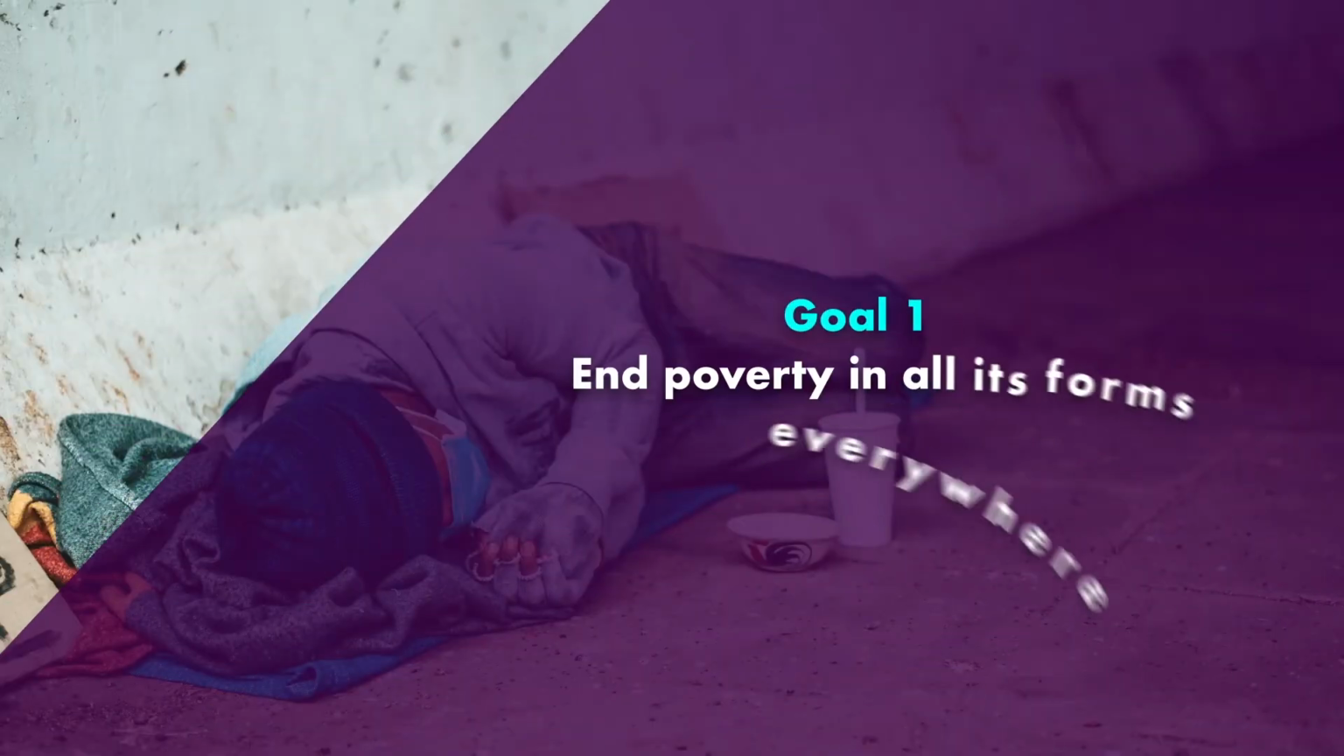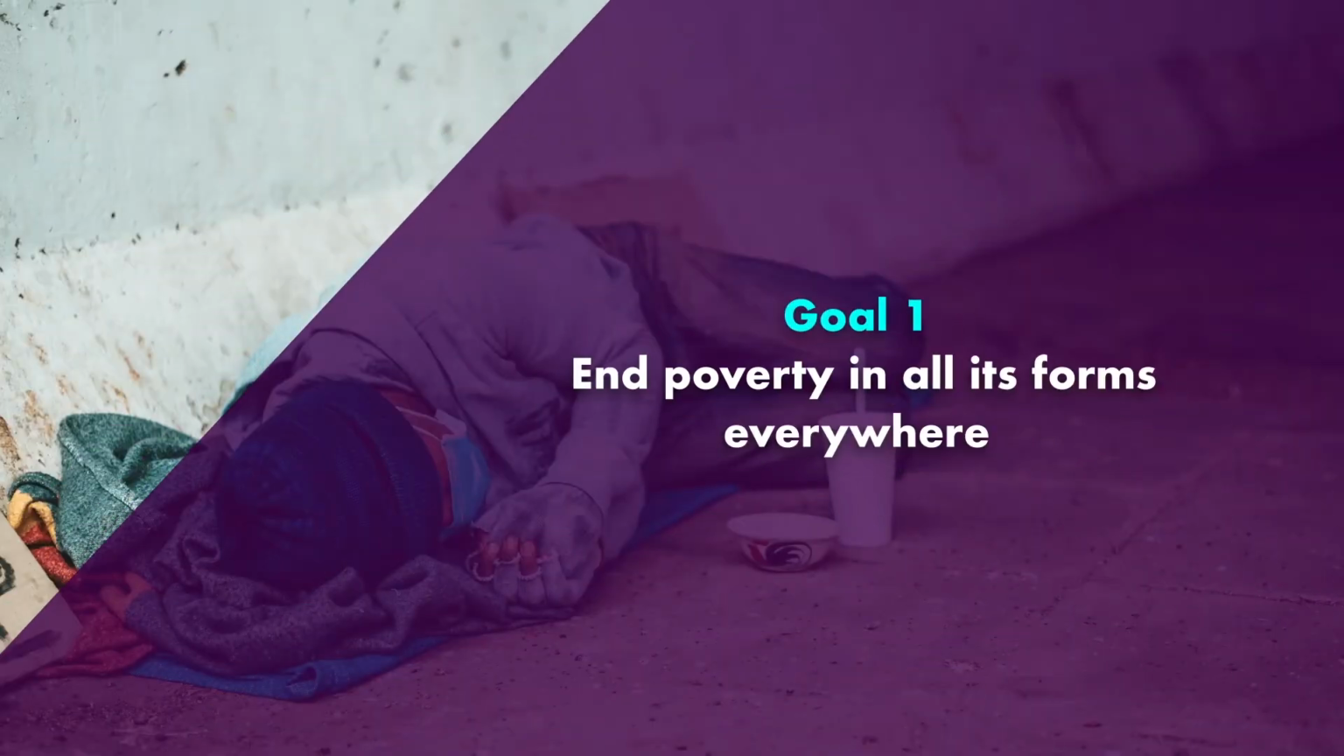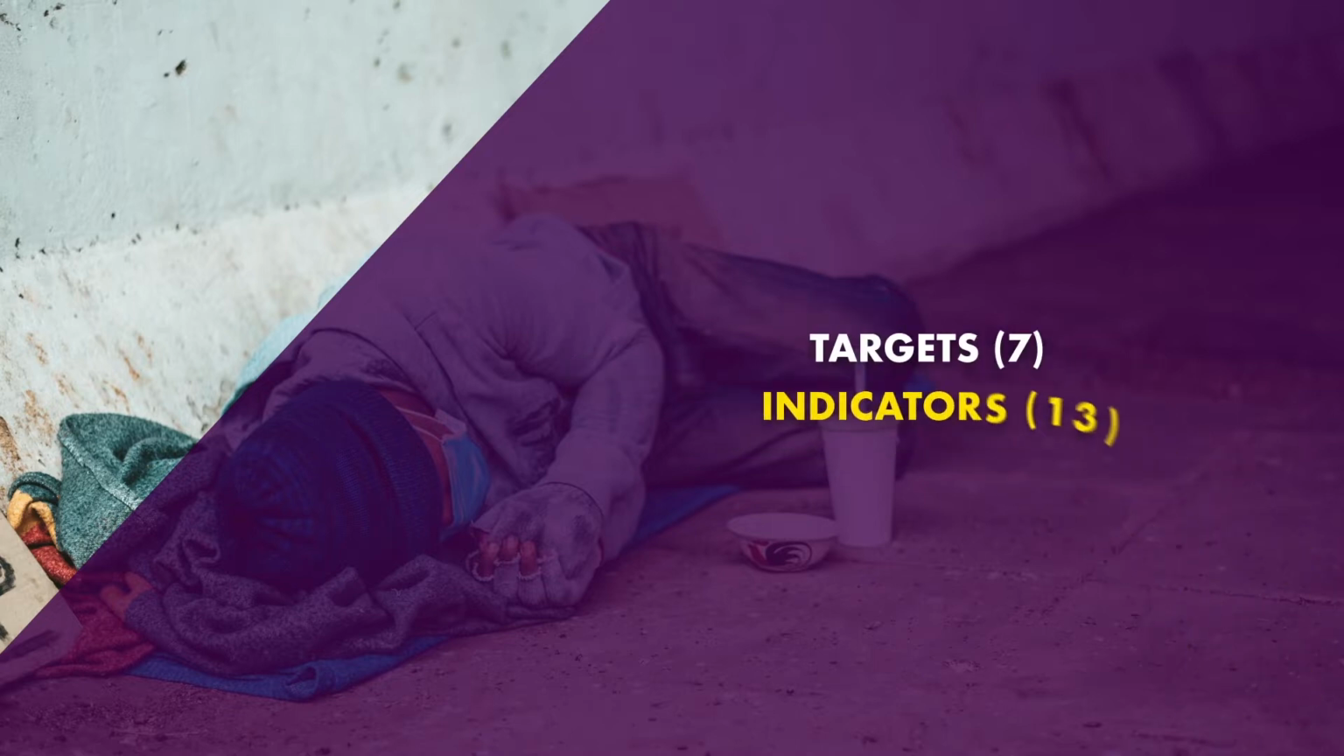Let us look into what the targets and indicators are, goal by goal. Goal number 1, end poverty in all its forms everywhere. It has 7 targets and 13 indicators. Of the 7 targets, I will not share all 7 here, but let us look into a few of the major targets and major indicators which we need to understand.